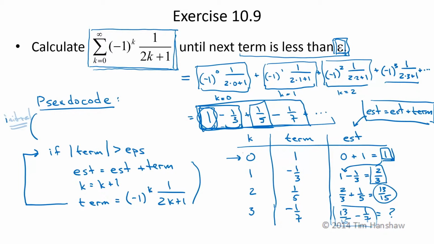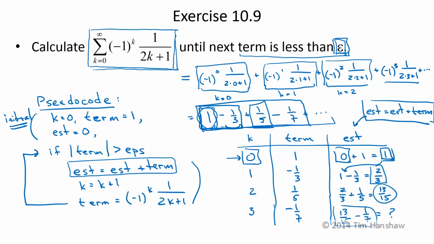To initialize, to create this one, I set k equal to 0, I set term equal to 1, and since I'm adding this here first, I need this initial value for EST. Now let's see how this works. Is the absolute value of term greater than EPS? Well, I need to initialize an EPS as well. I'm going to arbitrarily say EPS is equal to 0.15. That should stop this process when I get to this term. 1/7 is less than 0.15.